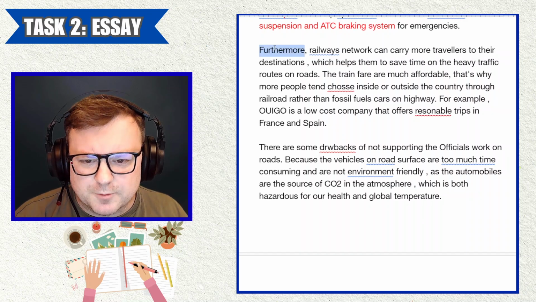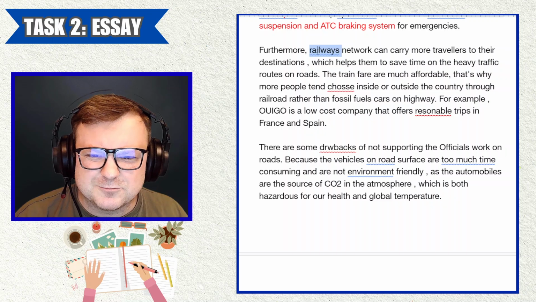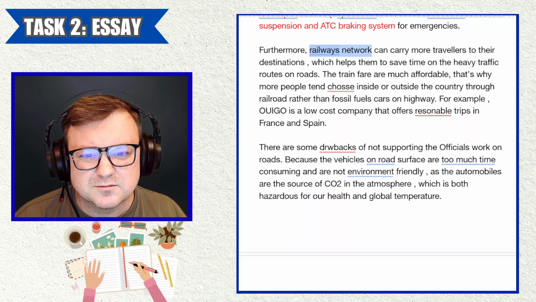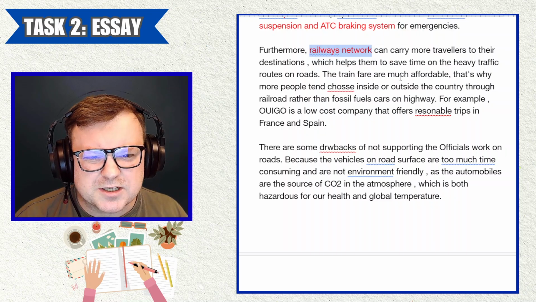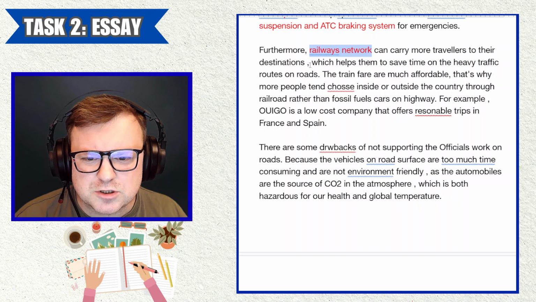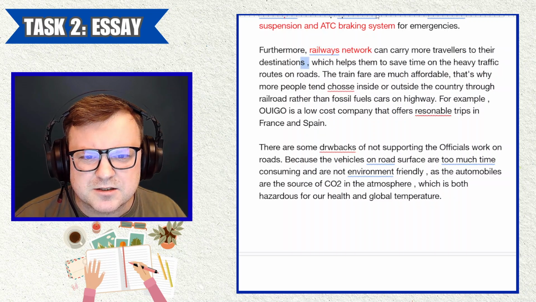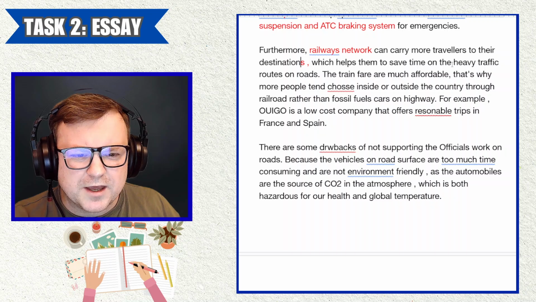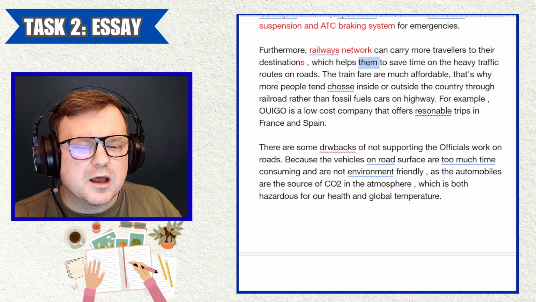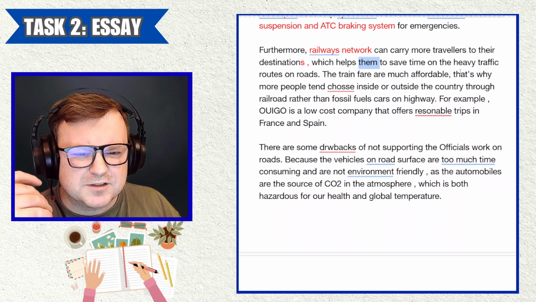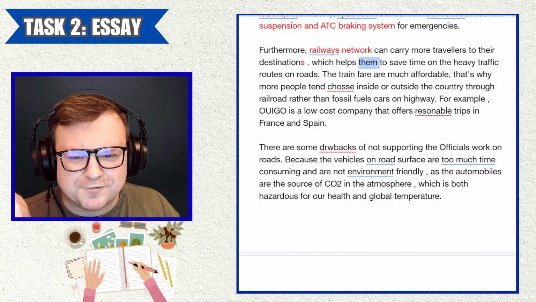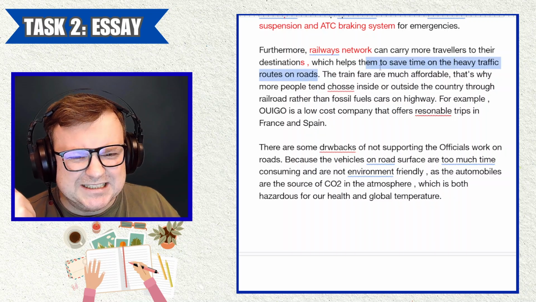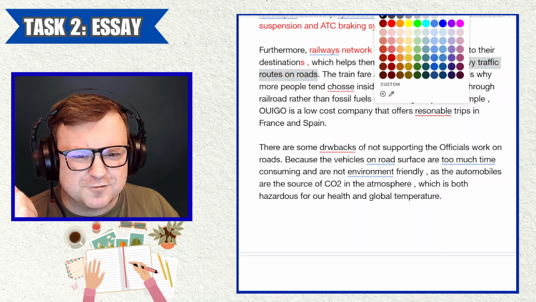Let's keep going. Furthermore, railway networks, maybe? Railway networks can carry more travelers to their destinations, comma. That comma should be connected to that S. We don't use space comma in English. Which helps them to save time on the heavy traffic routes and roads. Helps them to save time. What does it mean to save time? I saved time on the heavy traffic routes on roads. I kind of understand what it means, but the language is just falling down a little bit.